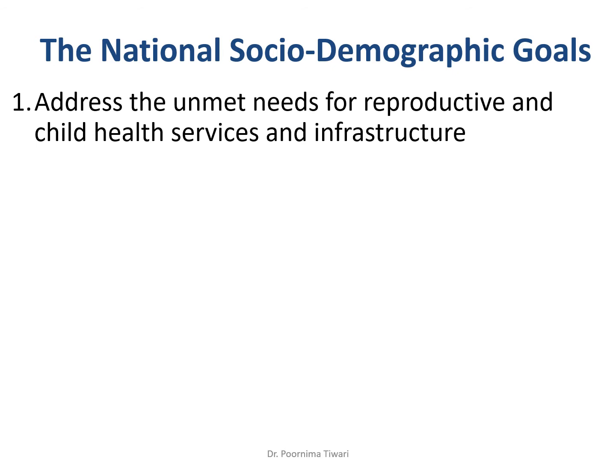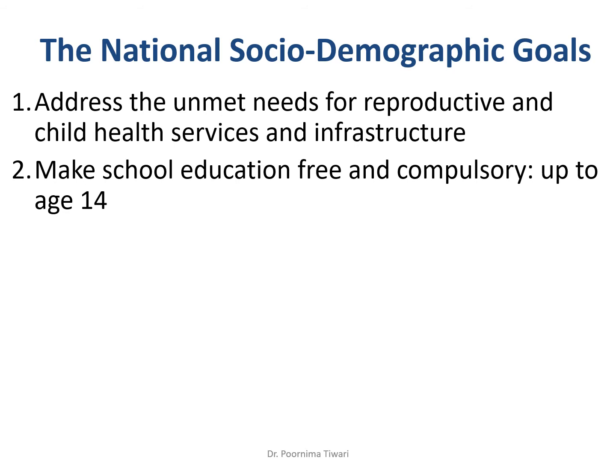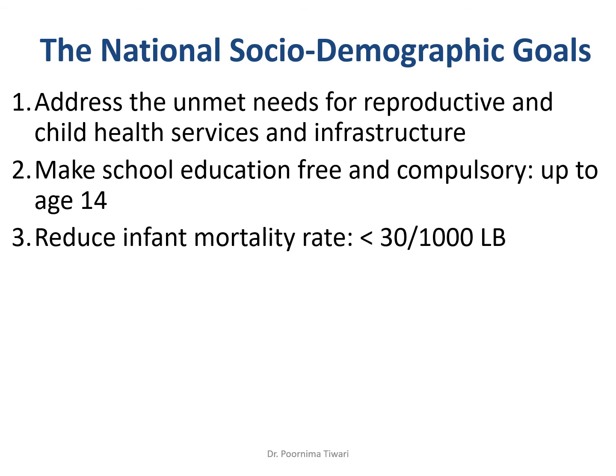for child health care services and infrastructure, that is, which includes the physical structures and trained personnel in child health care. So, for controlling the population, first we need to have better health facilities, better reproductive health facilities, and better child health services. Second, to make school education free and compulsory up to age 14. So that all the children have basic education, they understand the importance of having lesser number of children, of spacing the children, and improving the status of the girl child.